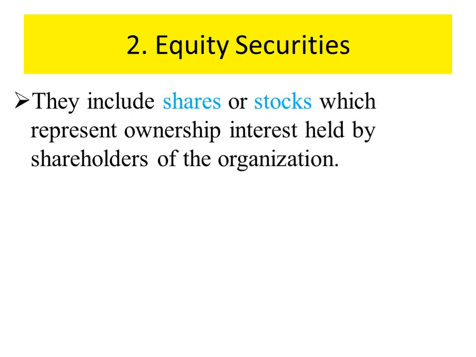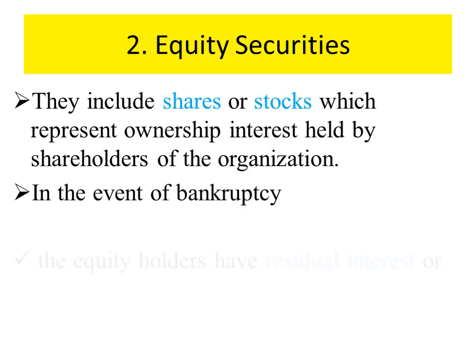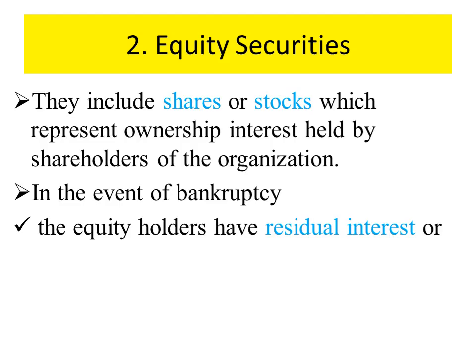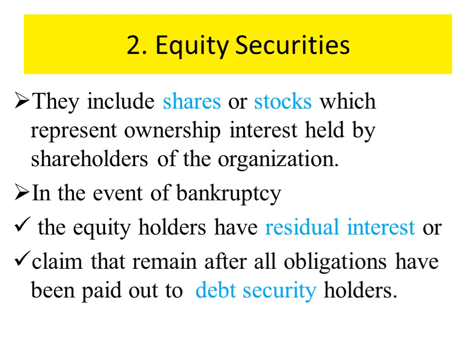The second one is equity securities. They include shares or stock, which represent ownership interest held by shareholders of the organization. As we said, in the event of bankruptcy, the equity holders have residual interests or claims that remain after all obligations have been paid out to debt security holders. As we said, the residual is for stockholders, or common stockholders.